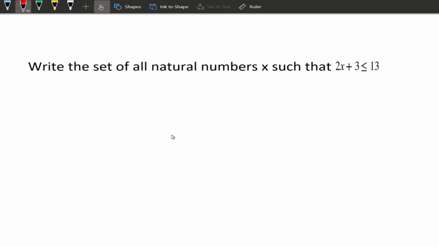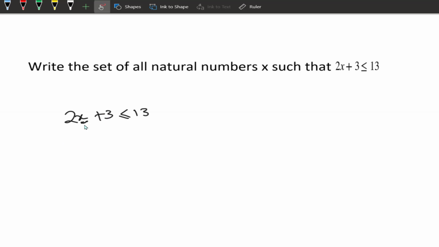Now, the final problem. Write the set of all natural numbers x such that 2x plus 3 is less than or equal to 13. So we have to write a set of all natural numbers. We are listing it. So with this, I have to solve for x. What value would x take that will be less than or equal to 13?